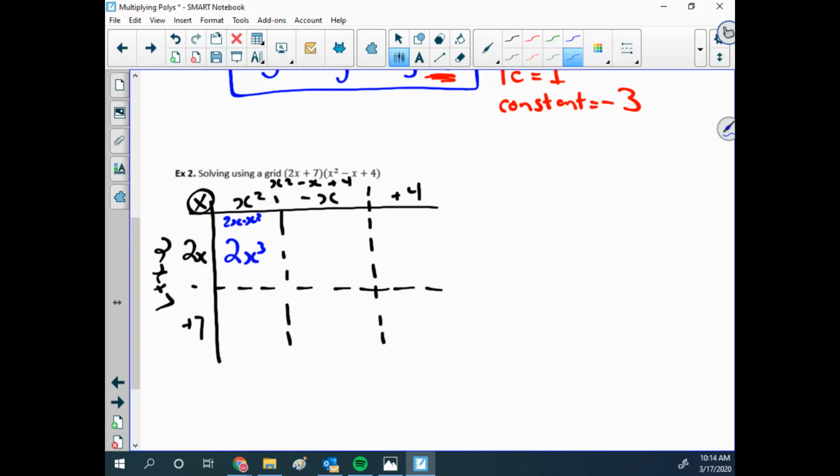Next one, if I follow my rows, so it's 2x times negative x is going to give me a negative 2x squared. In this one, it would be 2x times 4, so that's 8x. X squared times 7 is going to give me a 7x squared. 7 times negative x is going to give me a negative 7x. And 7 times 4 is going to give me 28.